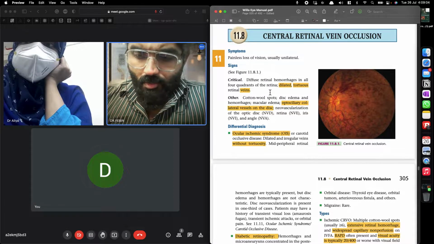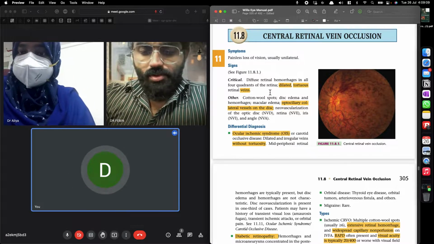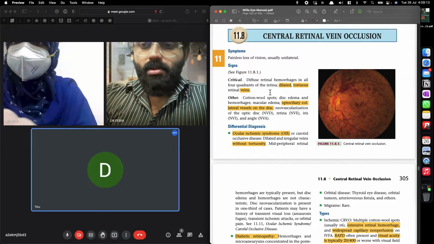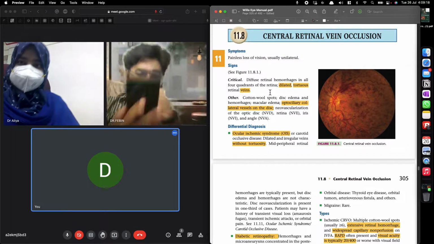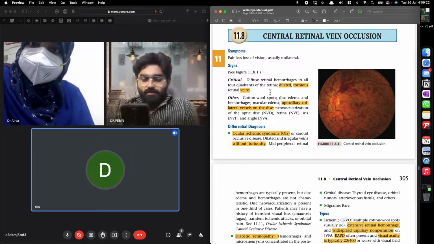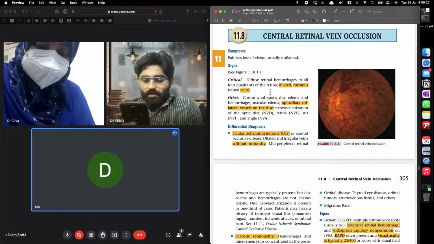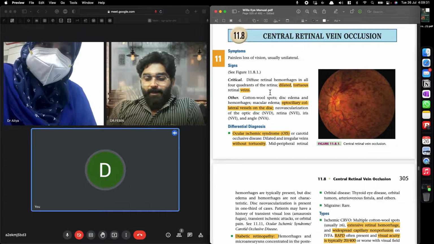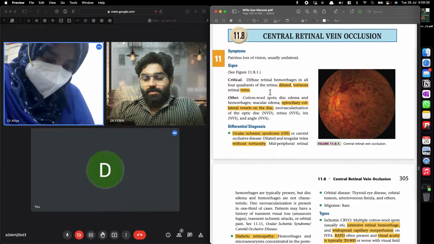Okay. It's a CRVO. Some things that you did not mention in your description was flame-shaped hemorrhages. And also you had mentioned that the arteries are dilated. When in fact it is the veins that are dilated.